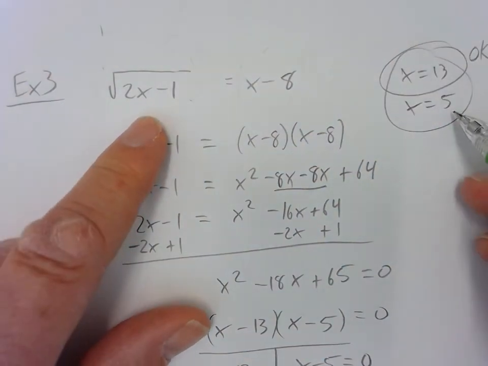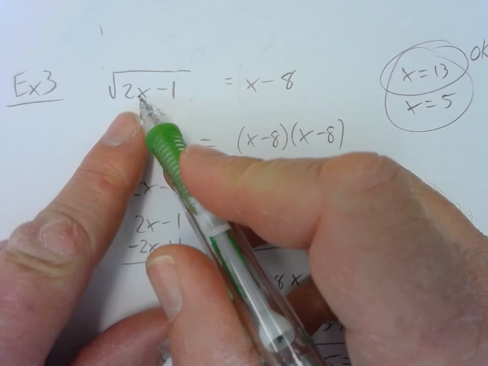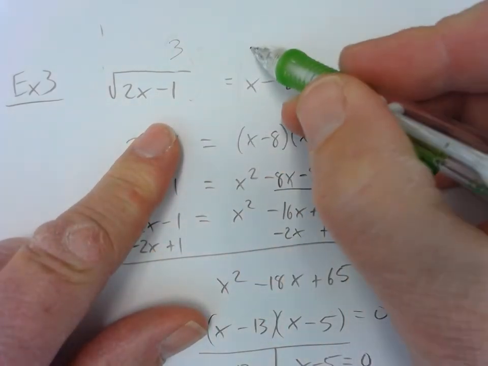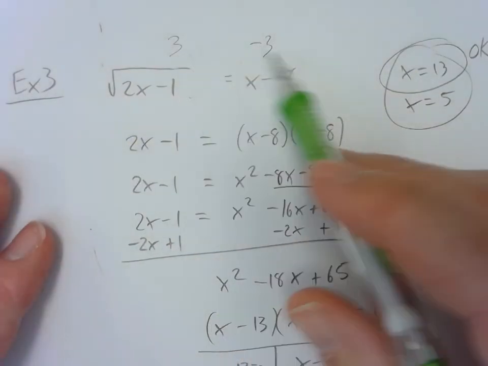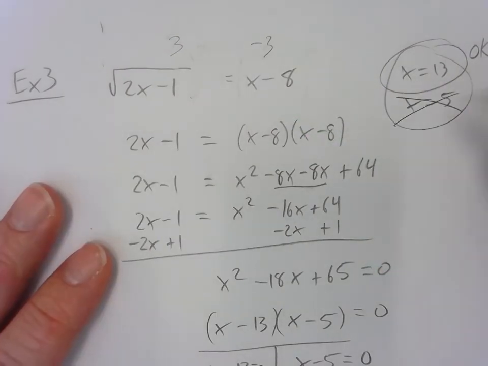Now we put in 5. 10 minus 1, by putting 5 there you get 10 minus 1 is 9. Square root of 9 is 3. 5 minus 8, excuse me, is negative 3. So 3 and negative 3, they're not the same. So 5 does not work.